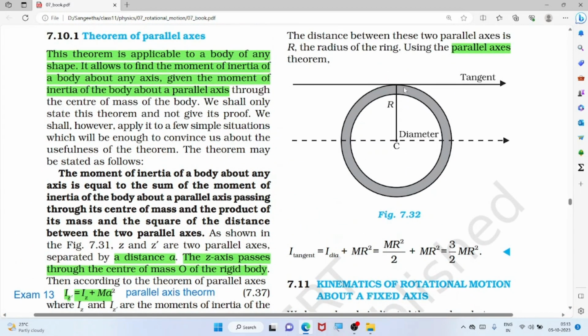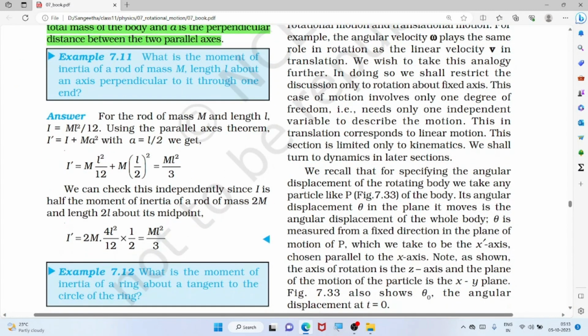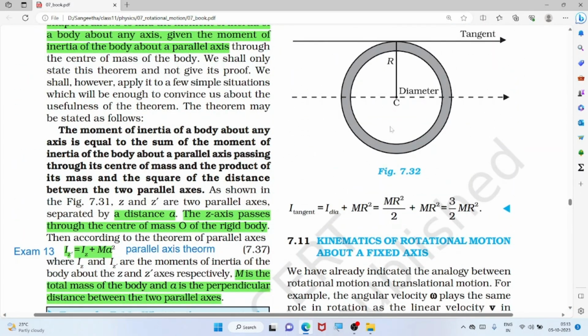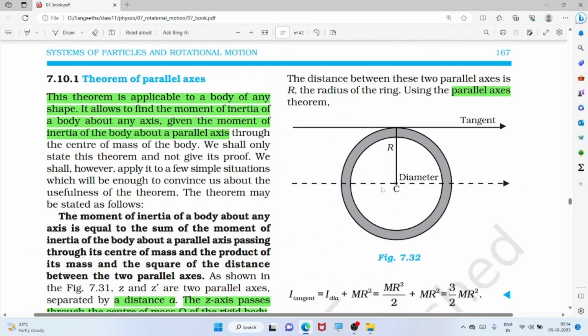From here to here is the distance from the center of mass to the other parallel axis. So using this theorem you can find the moment of inertia in this example. Here, this is the axis passing through the center of mass, and you want to find the moment of inertia about this other axis. So it equals the moment of inertia passing through the center plus Ma squared. Here a is r.